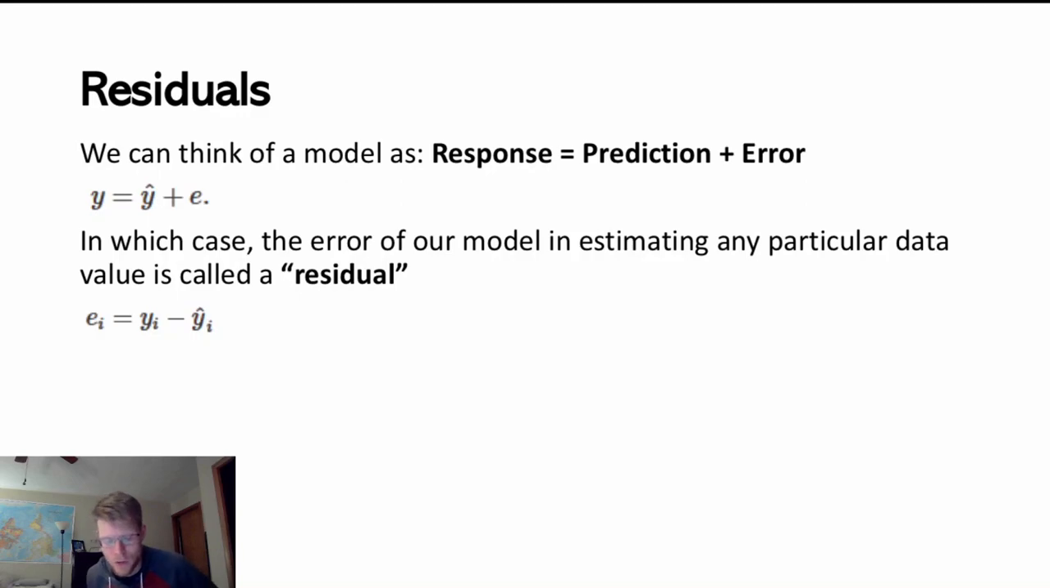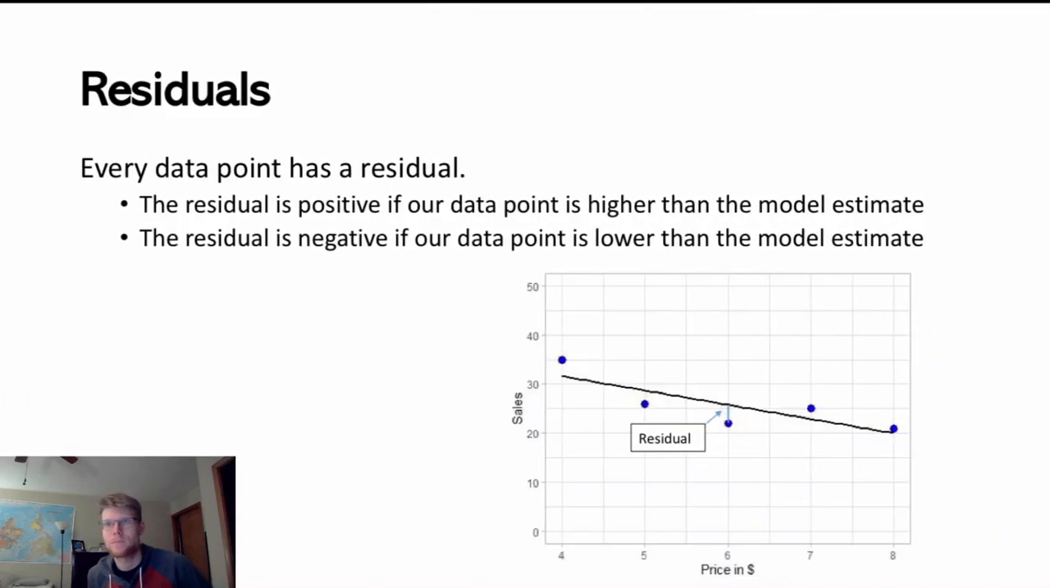And so we usually use the letter e, or epsilon would be the parameter error that we might use to talk about this unexplained part, the error in our model. That's just going to be the actual data point that we have minus our prediction from the line. That would be our residual.